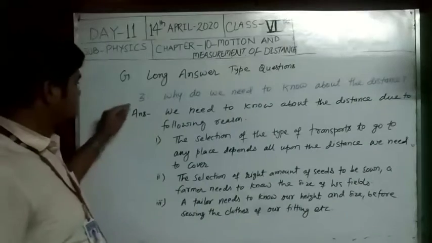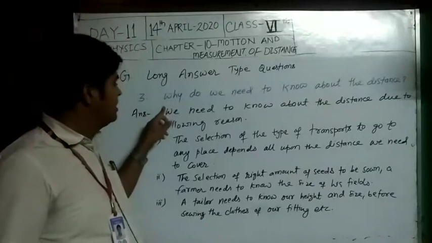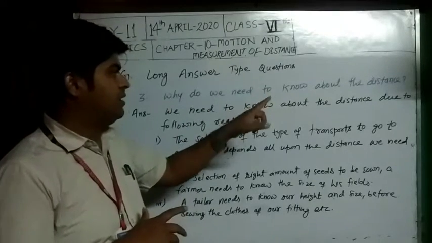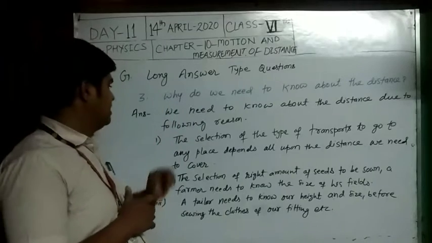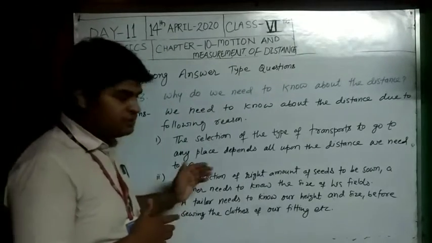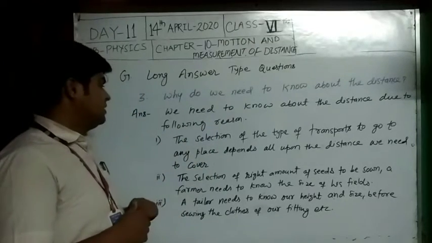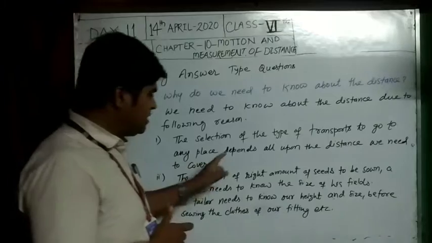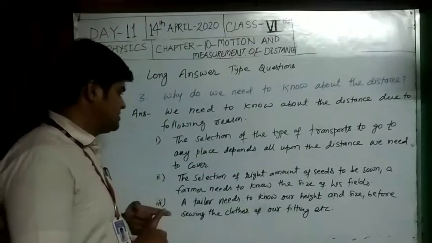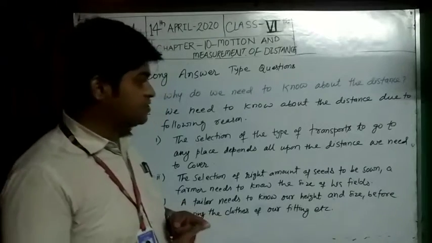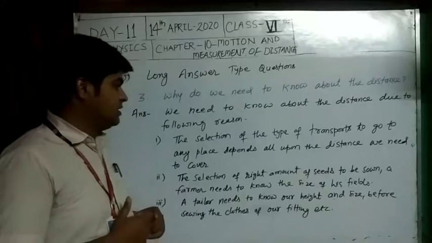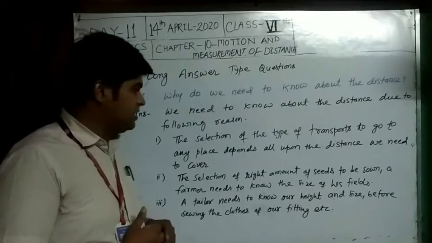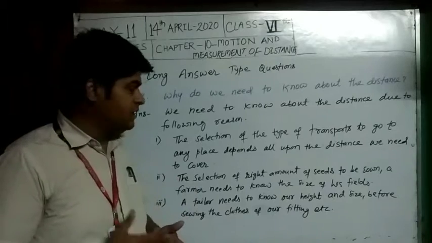Let us see question number 3. Why do we need to know about the distance? I have taught this topic. We need to know about the distance due to the following reasons. Reason 1, the selection of the type of transport to go to any place depends upon the distance we need to cover. Suppose we want to travel a short distance, then we will use a bicycle or rickshaw. If we want to travel a large distance, we use a bus or train. If we want to travel a very large distance, then we will use an aeroplane.